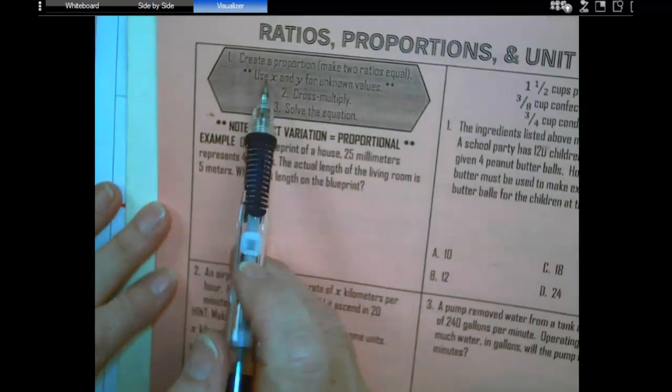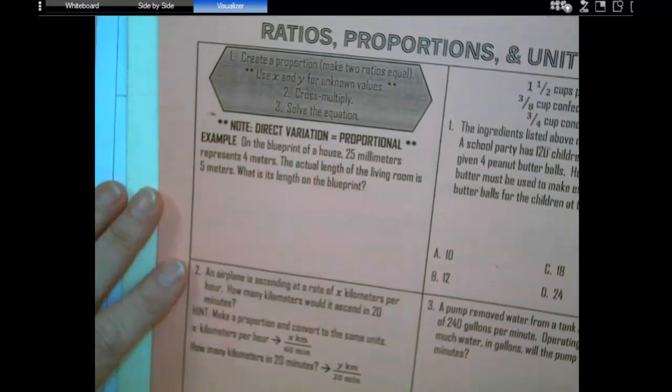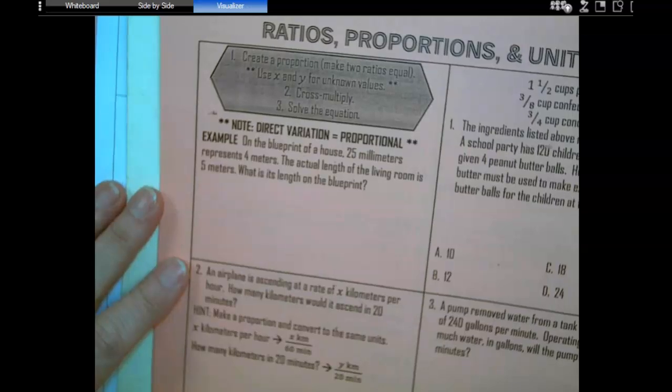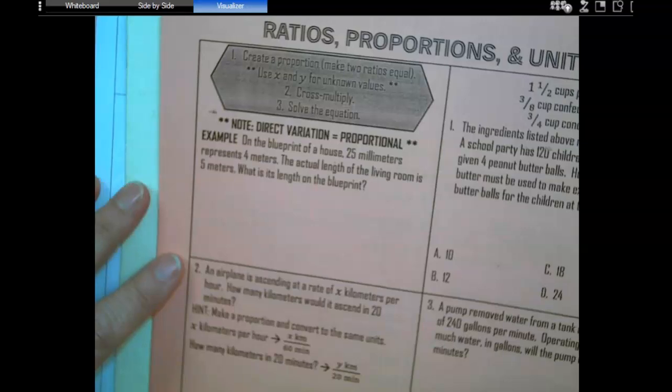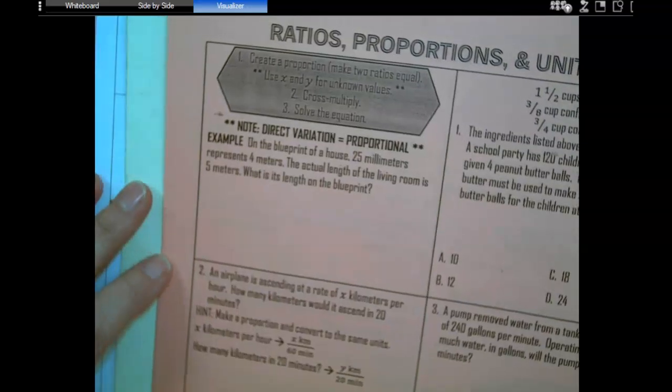All right, so as with any math test, y'all, the SAT, any of them, the hardest part of passing is knowing what kind of problem you're doing. And so the first thing we're going to focus on is ratios. To create a ratio, we're going to make two equal ratios. We're going to use x and y for our unknowns. We're going to cross multiply, and we're going to solve an equation.